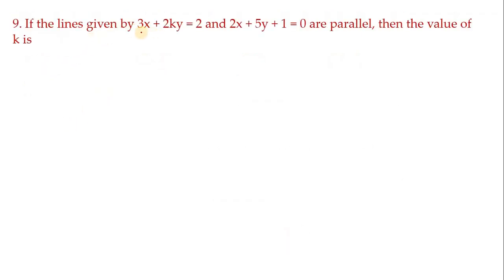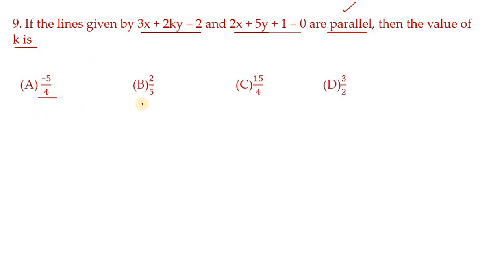The lines given by 3x plus 2ky equals 2 and 2x plus 5y plus 1 equals 0 are parallel. See, now they are talking about parallel. Parallel means the first two ratios will be equal and the last one will be unequal. Then the value of k is, options are minus 5 by 4, 2 by 5, 15 by 4, 3 by 2.